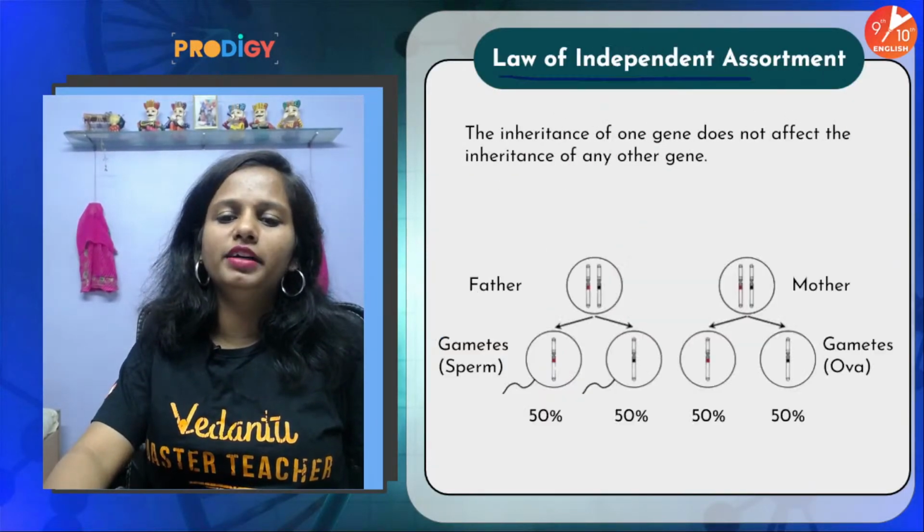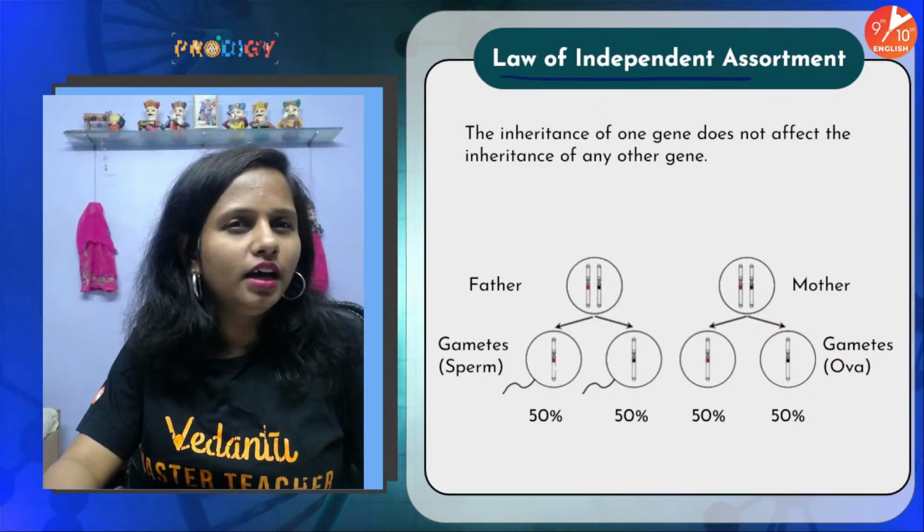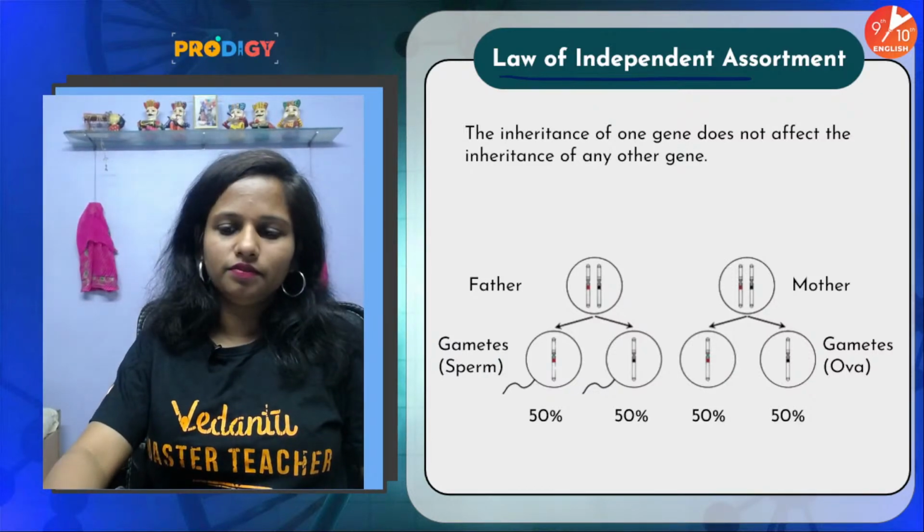And there is blood group determination as well, where A and B are codominant and O is recessive.